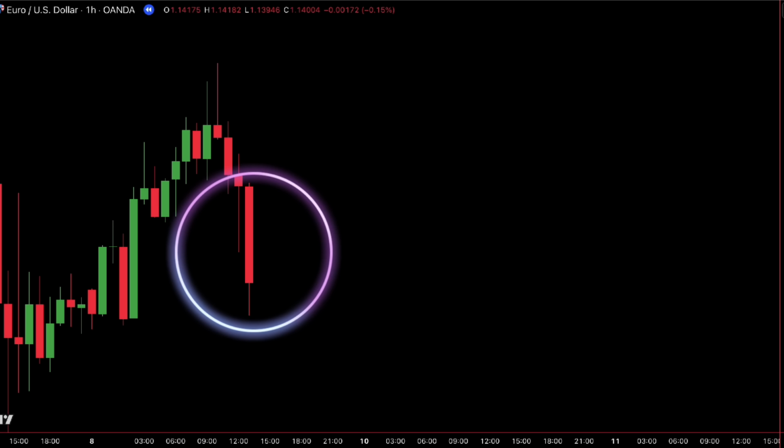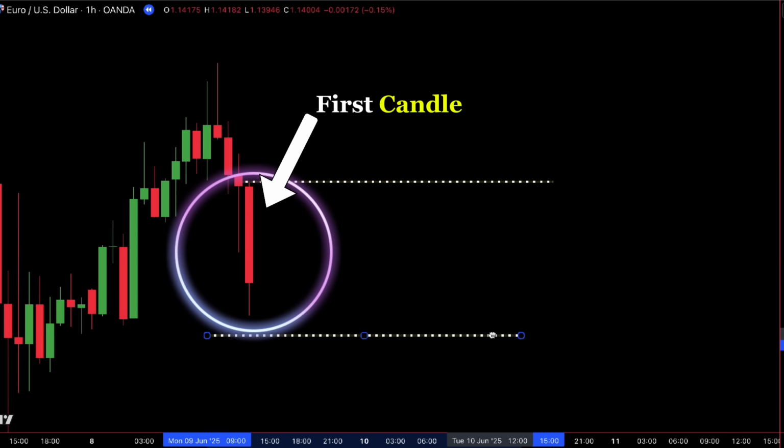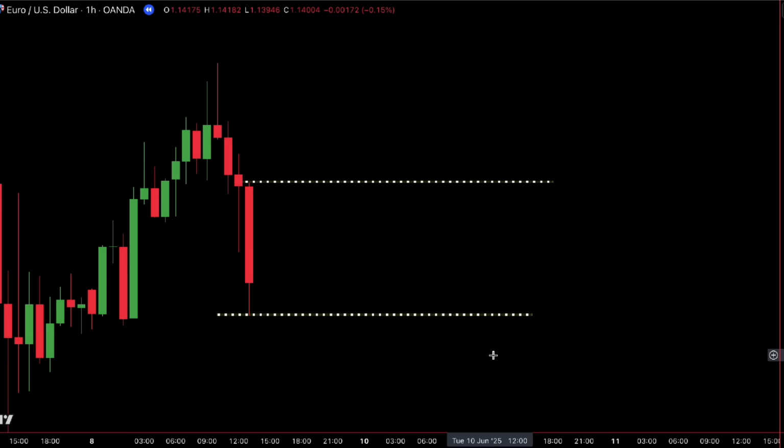So here's our first range candle. We're going to draw a line at the highest point and another line at the lowest point. That gives us our CRT range. Simple as that. Now check this out.